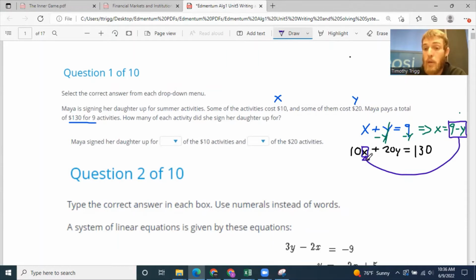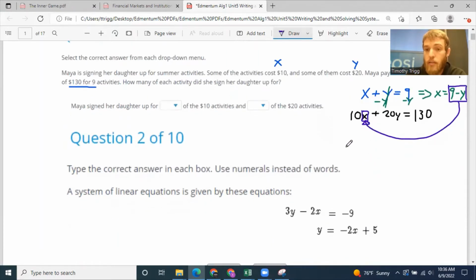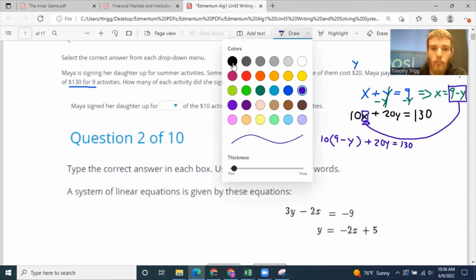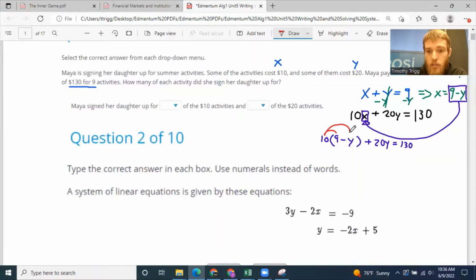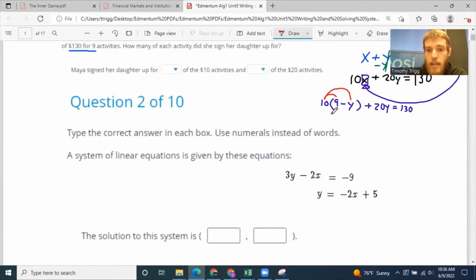So let's rewrite this second equation using substitution. It's going to be 10 times x, and what's the value of x? 9 minus y, plus 20y is 130. Let's distribute the 10 here into this parentheses. 10 times 9 is 90. 10 times negative y is negative 10y. We still have a plus 20y.